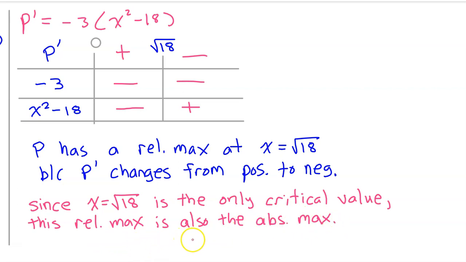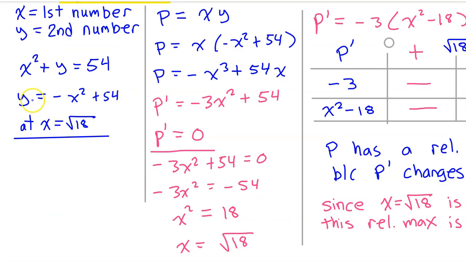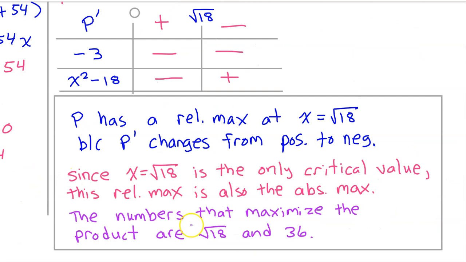To finish answering the question, we need to also find the other number. Y equals negative x squared plus 54. So at x equals radical 18, y will equal negative radical 18 squared, which takes away the radical, so that just leaves negative 18 plus 54. So y equals 36. So for the final answer, the numbers that maximize the product are radical 18 and 36.